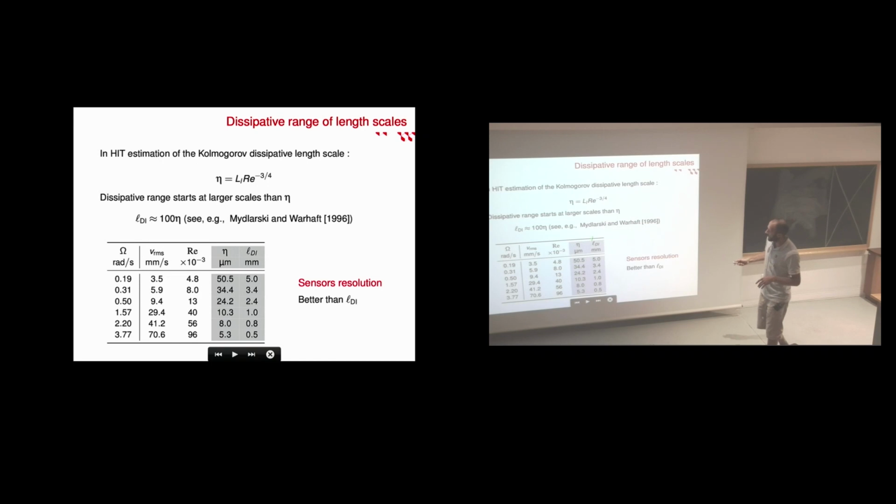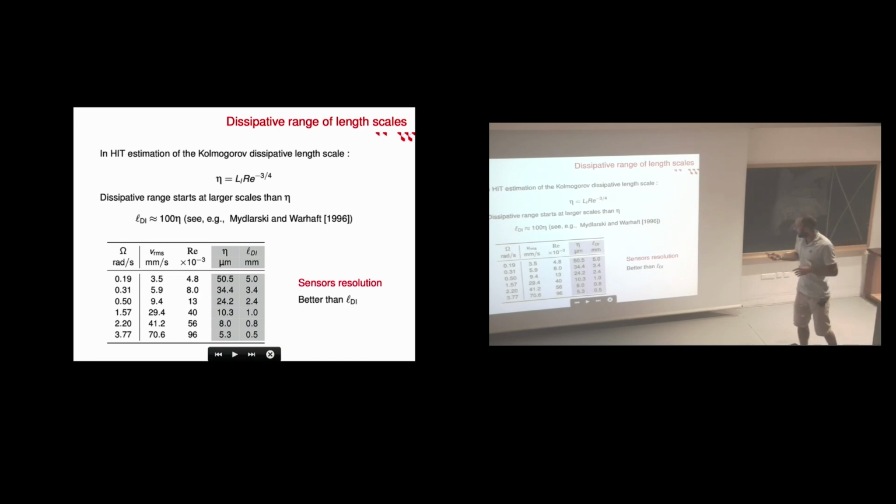Now let's put numbers on the expected dissipative range of scales. We can calculate the turbulent Reynolds number, the VRMS times L divided by the kinematic viscosity of normal helium. And we obtain those numbers, which range between 5 and 50 microns, which is bad news. It's a bit lower than the resolution of our sensors, which is between 100 and 500 microns.